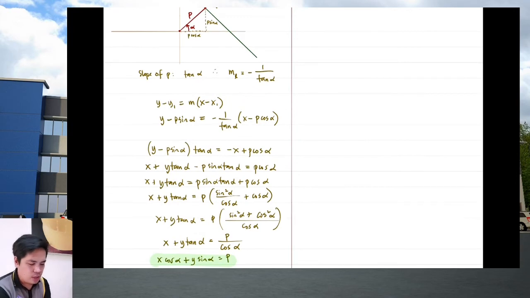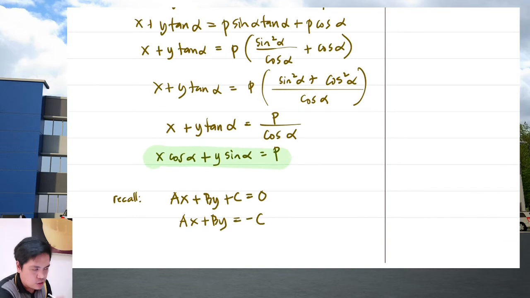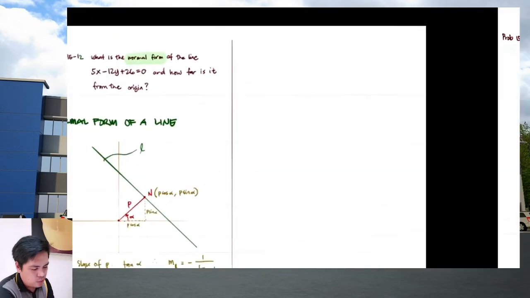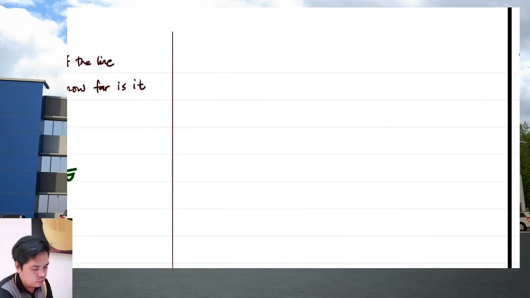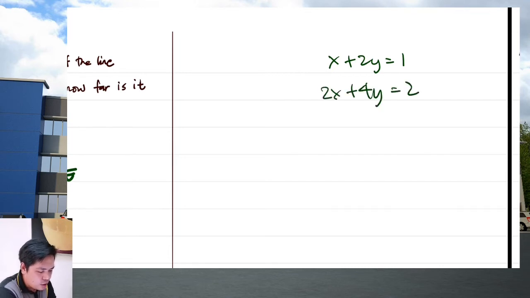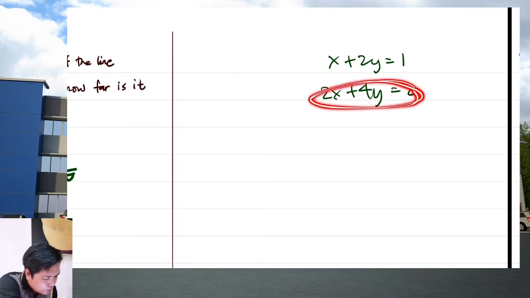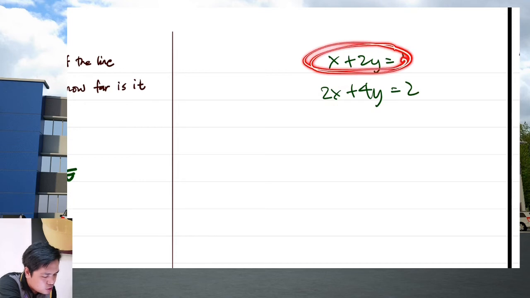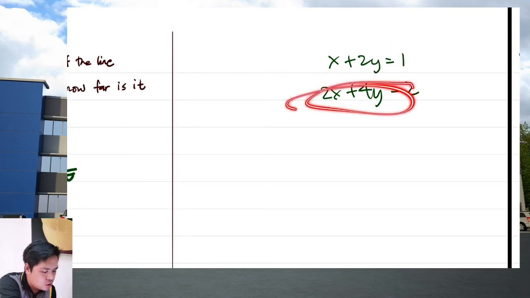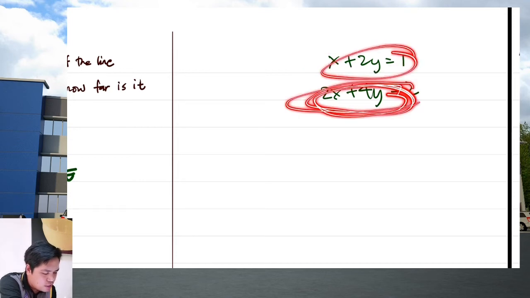So that means that the coefficients are proportional. Ano ibig kong sabihin? Example, you have an equation of a line. This is just an example. x plus 2y equals 1. This line is actually the same as, let's say, 2x plus 4y equals 2. Diba? So, we just multiplied this by 2, all terms. So, this line is still this line.